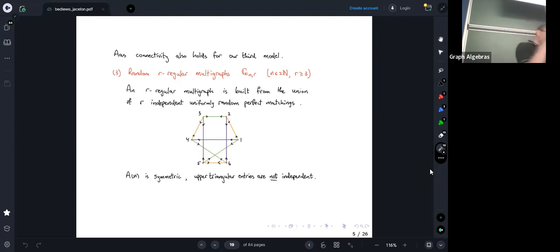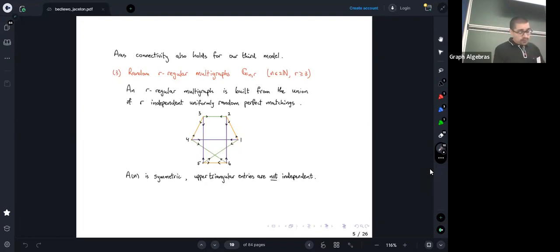The other 2 graphs were not multigraphs. I have at most one edge, but here I can have potentially even R edges between 2 vertices. Again, the adjacency matrix that I get is symmetric, so the lower entries are the same as the upper ones, but the entries in the upper triangle are not independent, unlike the Erdős-Rényi graphs. In particular, each row has to sum to R, so they can't be independent.